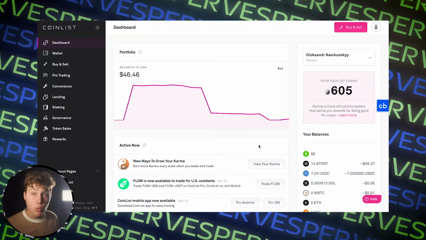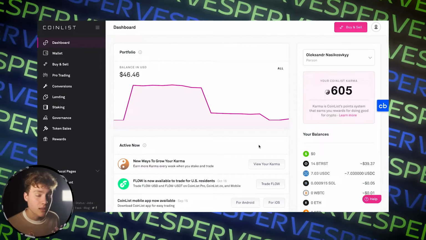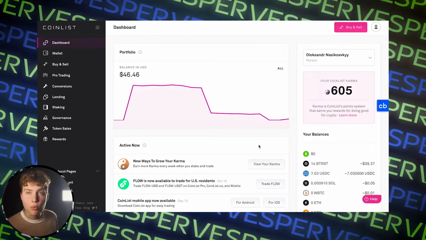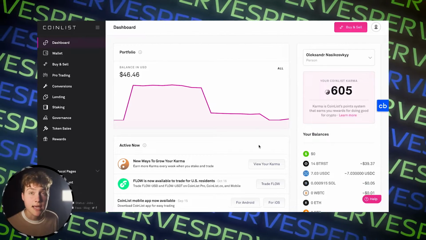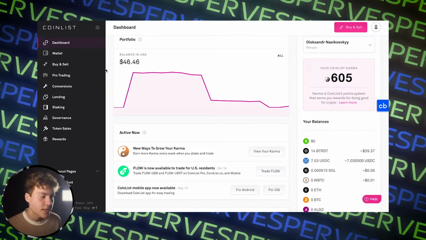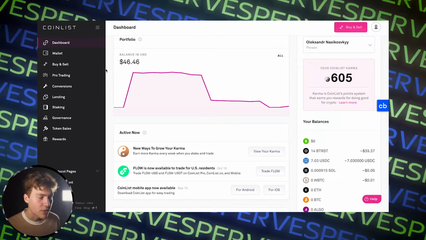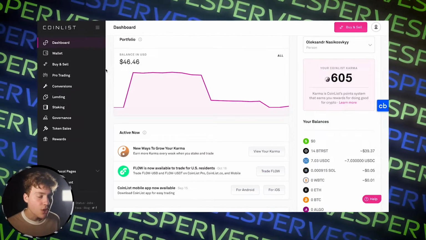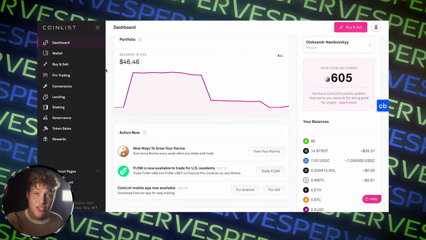And also, if you want to buy a lot of these tokens, you need to get a lot of karma. So the more karma points you have, the more of these tokens at ICO you can get. And right now, I would say it's the only place where you can do ICO, considering that it's quite big. It gives really good marketing to the project, and overall, it's not difficult to participate. So definitely check out CoinList.